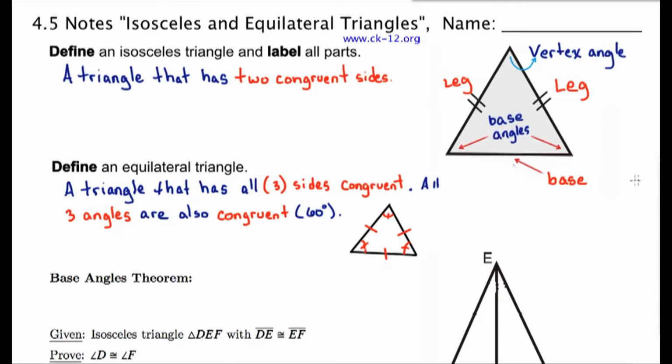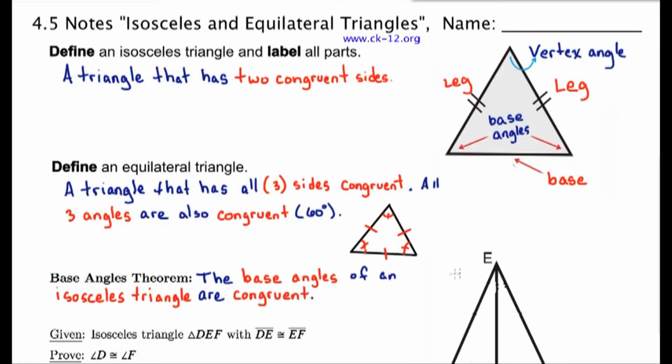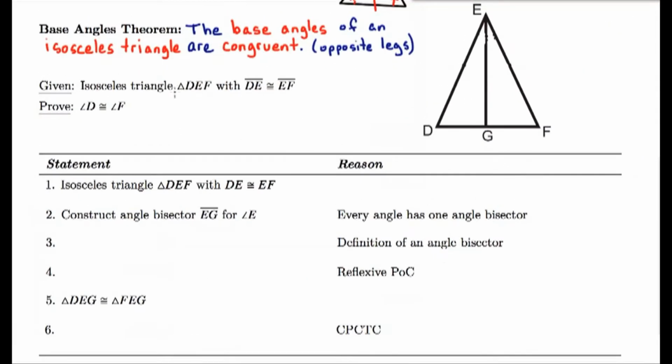Base angle theorem. The base angles of an isosceles triangle are congruent. So these are the angles that are opposite the legs. So let's take a look at this proof.